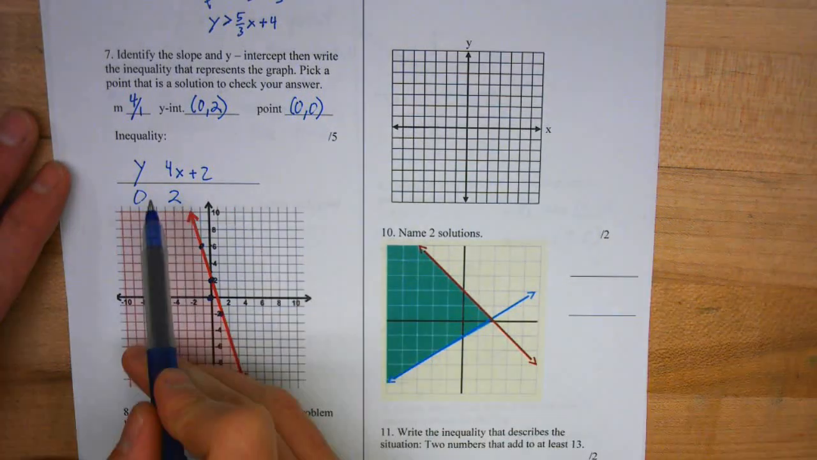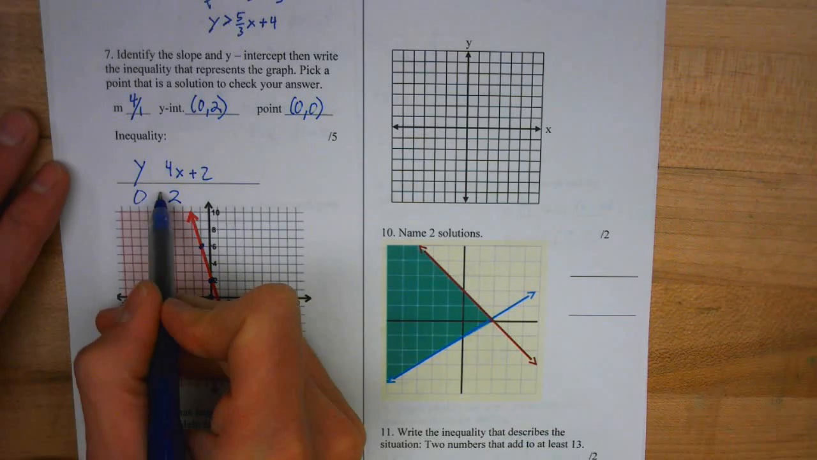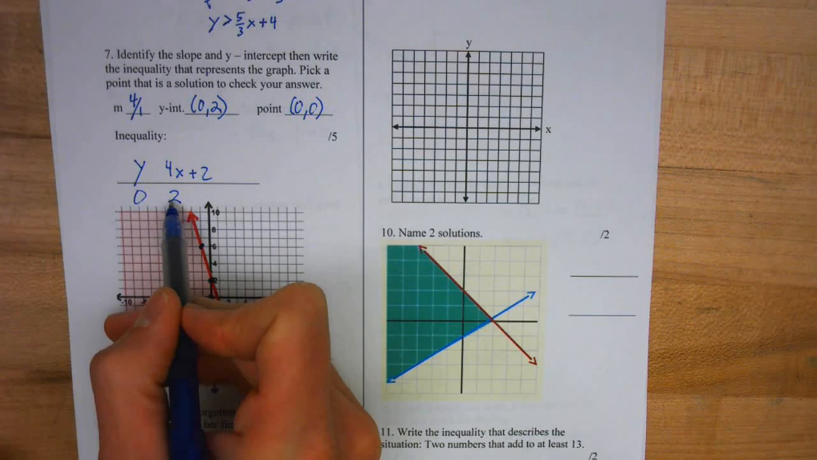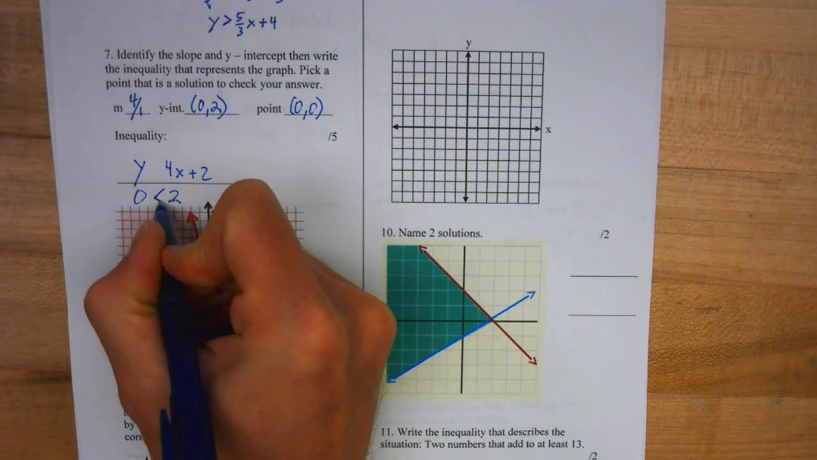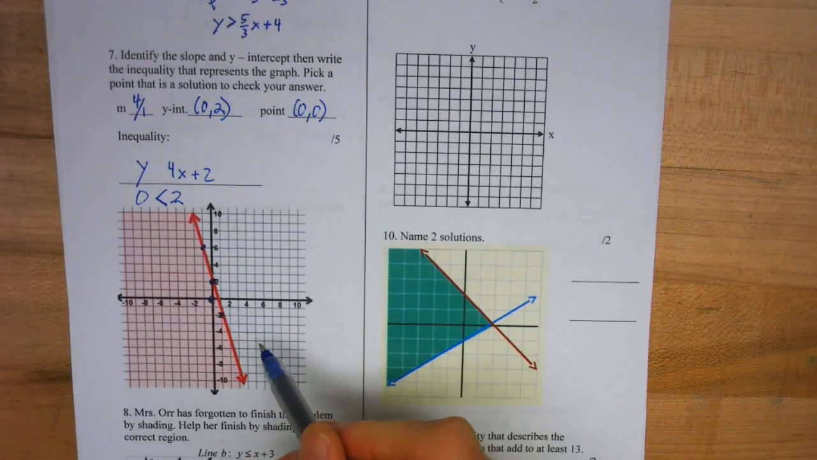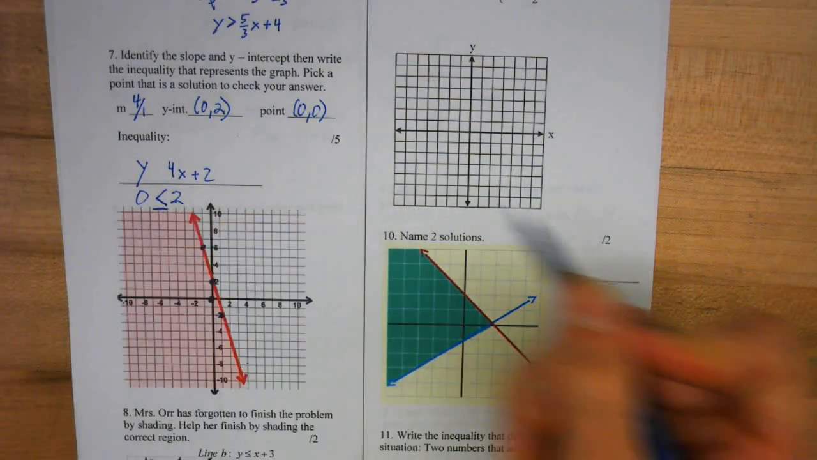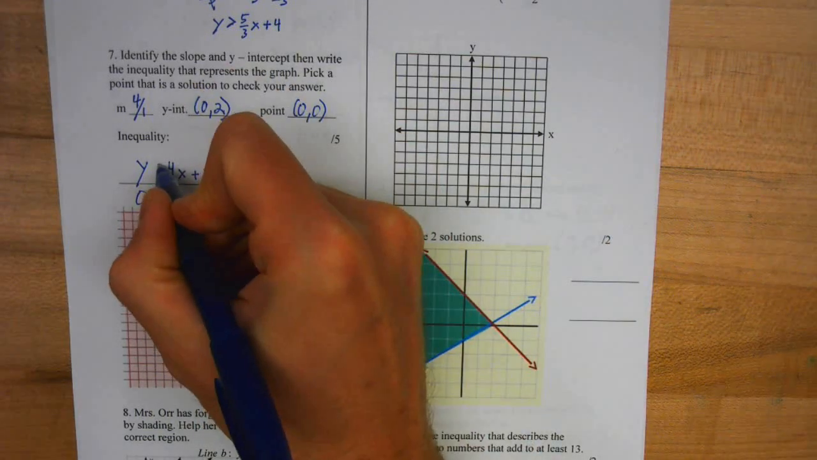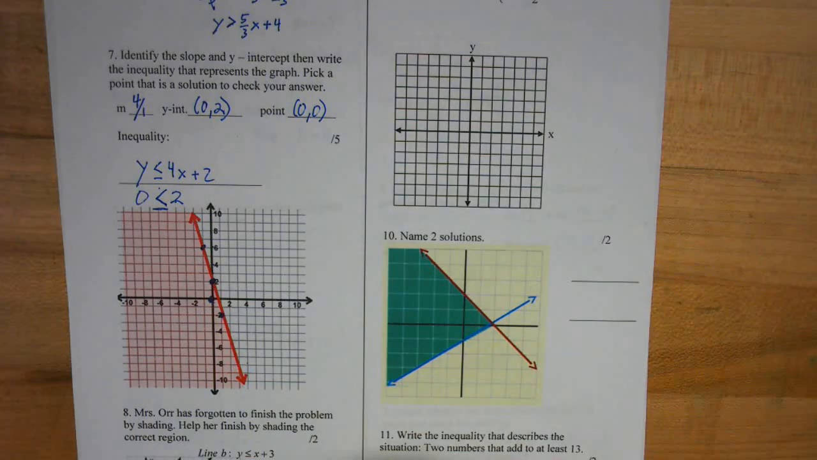Okay, so I have 0 and 2. And (0, 0) should be true. So I need to write the inequality sign here to make this true. So 2 is larger than 0, so my inequality sign should be facing this way. And this is a solid line, so there should be an equal to sign under it. So that means I can take this and put it right up here. There's my inequality. Okay. All right, next up.